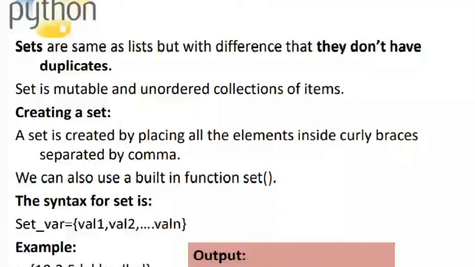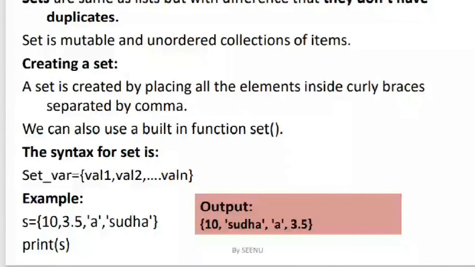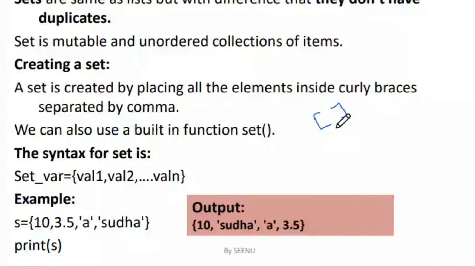Okay, so we'll try to create a set. A set is created by placing all the elements inside curly braces. For lists we use square brackets, for tuples we use round brackets, or you can also call them parentheses, and for sets you use curly braces, which are also called curly brackets or flower brackets. A set is created by placing all the elements inside the curly braces, separated by commas. This is what we see for everything, right?